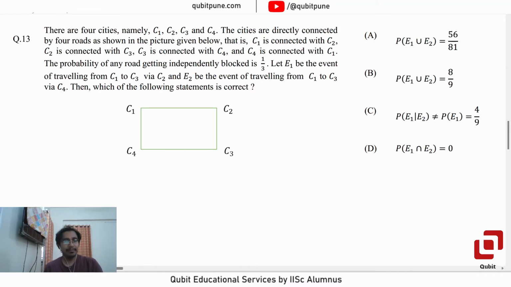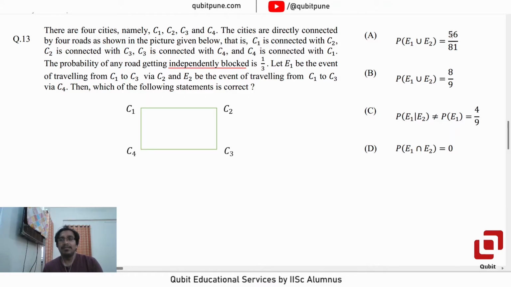Question 13 on probability. There are 4 cities, namely C1, C2, C3 and C4. The cities are directly connected by 4 roads as shown in the picture below. That is, C1 is connected with C2, C2 is connected with C3, C3 is connected with C4 and C4 is connected with C1. The probability of any road getting independently blocked is 1 upon 3. Let E1 be the event of travelling from C1 to C3 via C2, and let E2 be the event of travelling from C1 to C3 via C4. Then which of the following statements is correct?